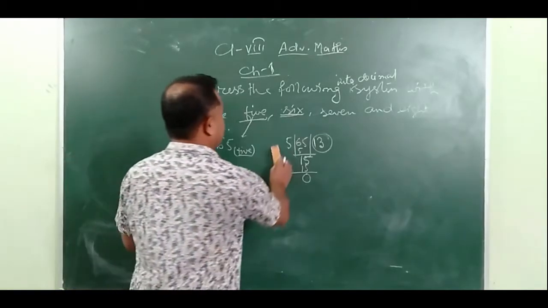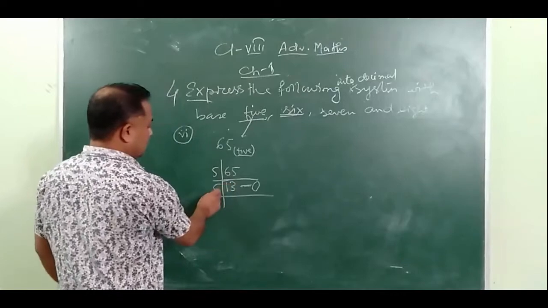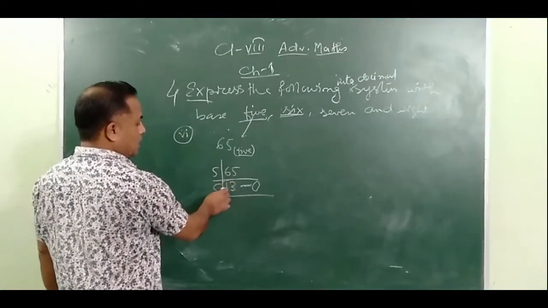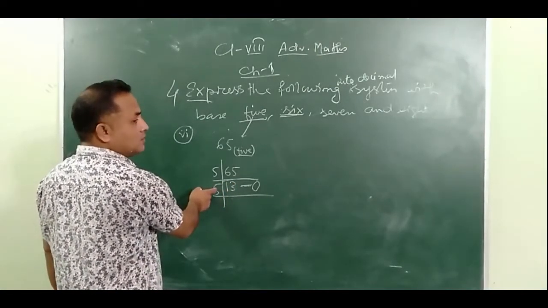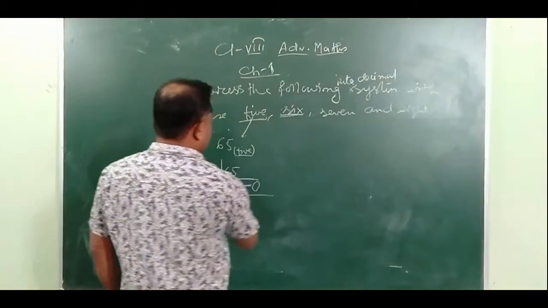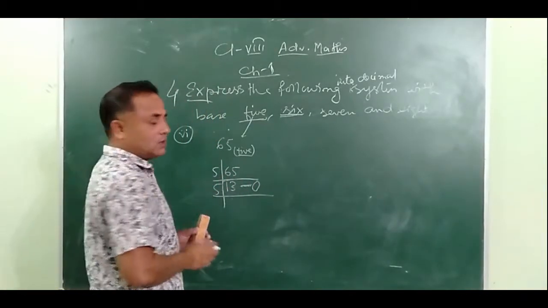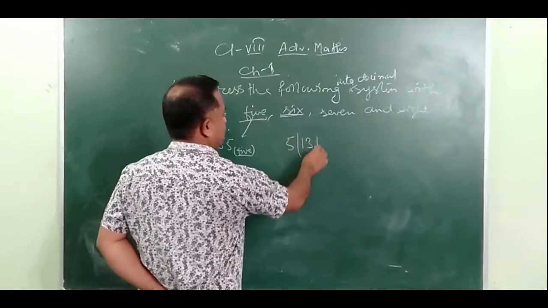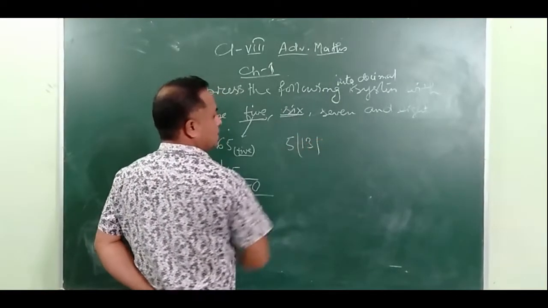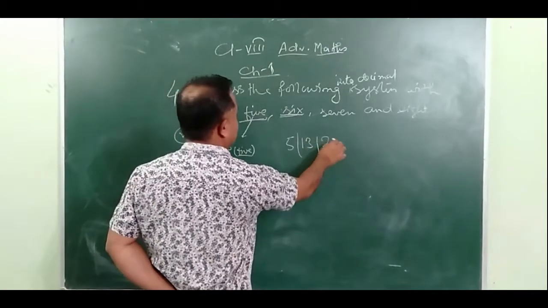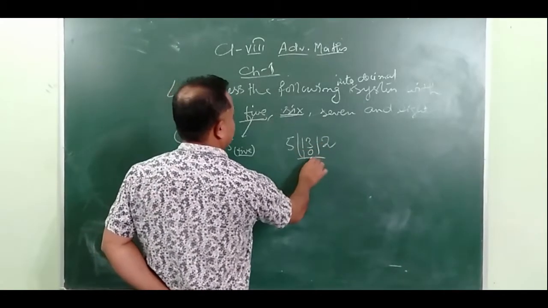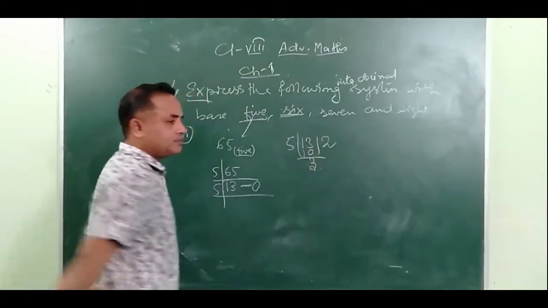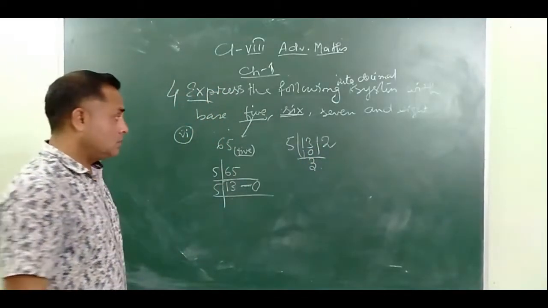Now again this 13 is the dividend, and this 5 is the divisor. So the dividend is greater than the divisor, we can further proceed with the division. So I will go on dividing by 5. How many times does it go? 5 2s are 10, 5 3s are 15. So 5 goes 2 times, 10, and the remainder is 3.